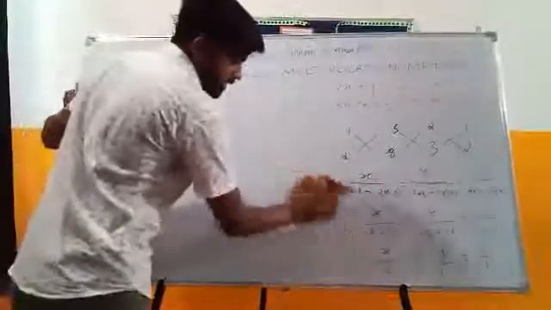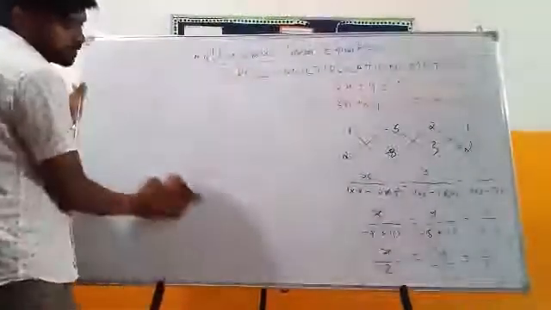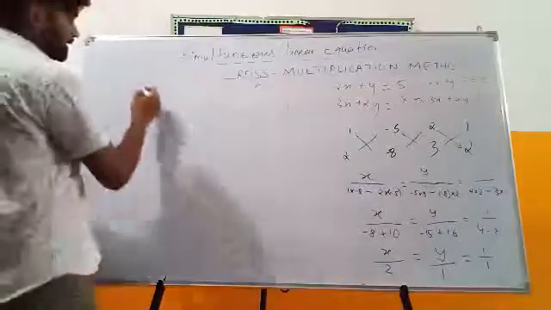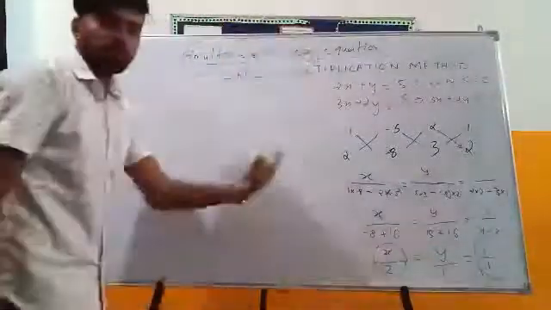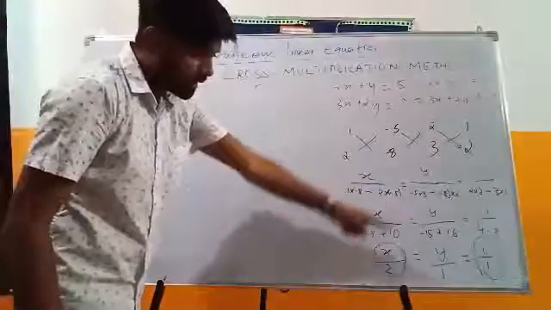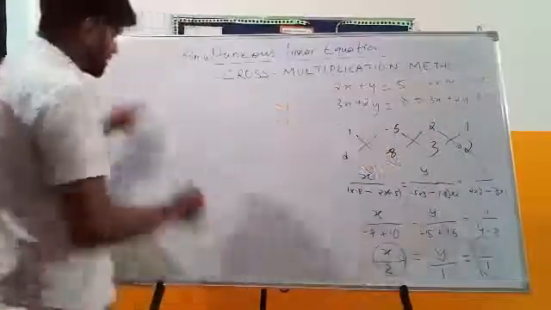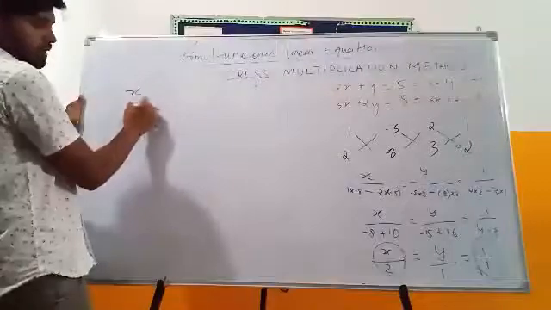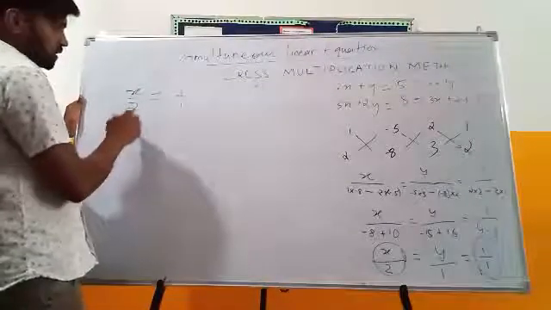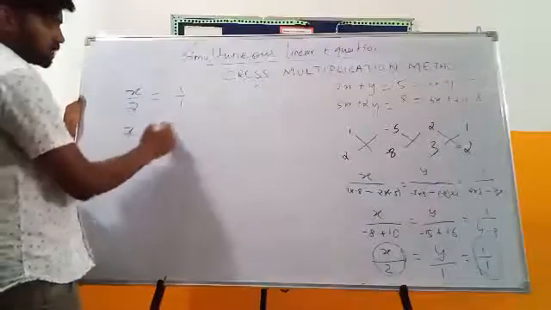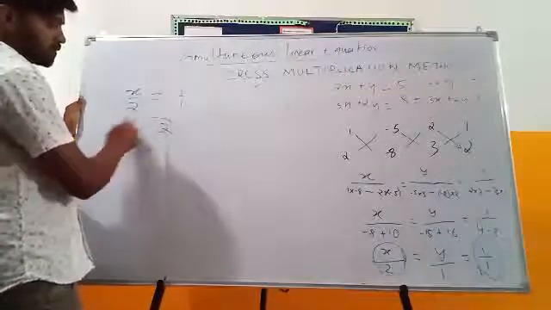If I have to find the value of x, what to do now? I'll be taking this one and this one, the ones with no variable. I'll take the one variable one and the last one. So I'll be writing x upon 2 equals to 1 upon 1. Not always this is gonna come. So x equals to 2 is gonna go on that side, 2 upon 1, that is 2.